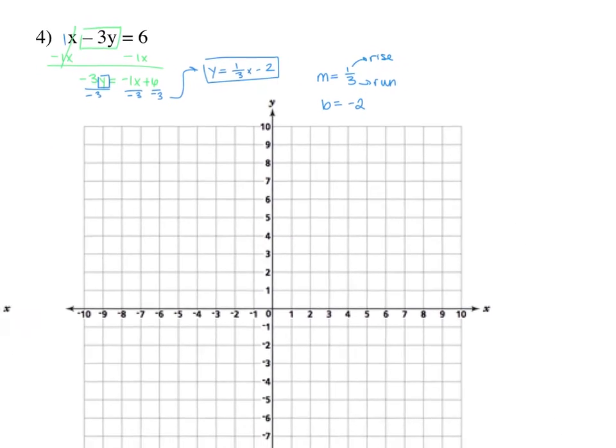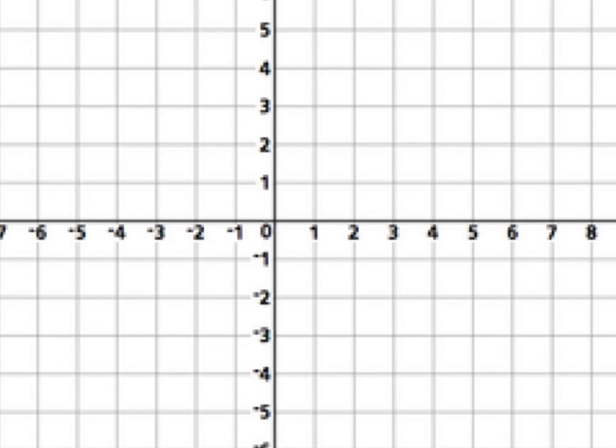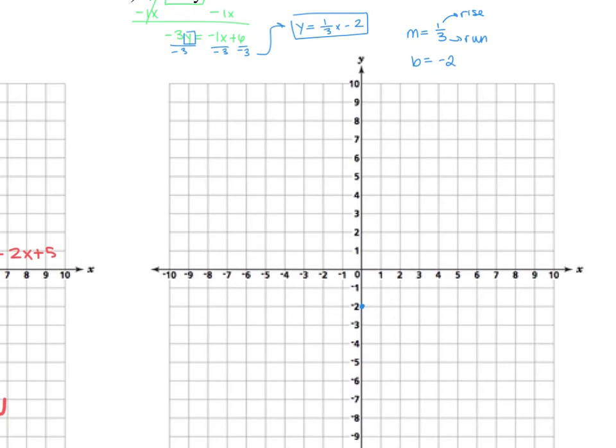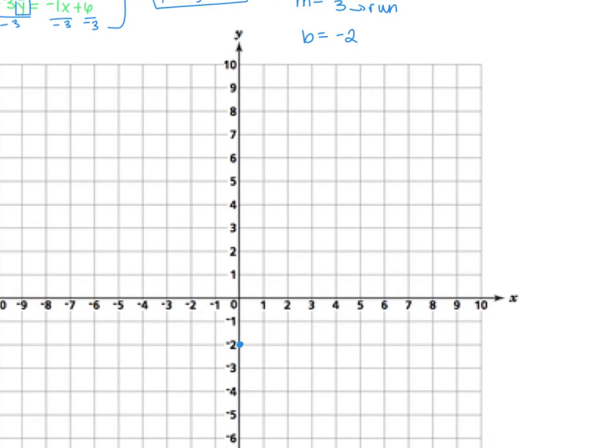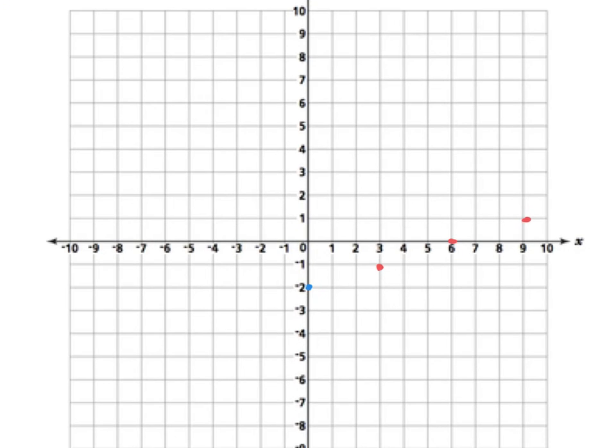So I'm going to plot my y-intercept of negative 2. And I'm going to rise 1 and run 3. So go up 1 and to the right 3. 1, 2, 3. 1, 2, 3. So I have some points plotted to the right. I want to plot some points to the left.